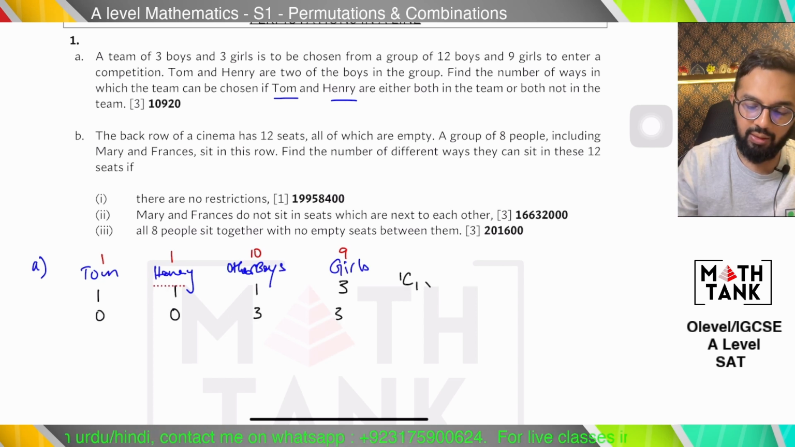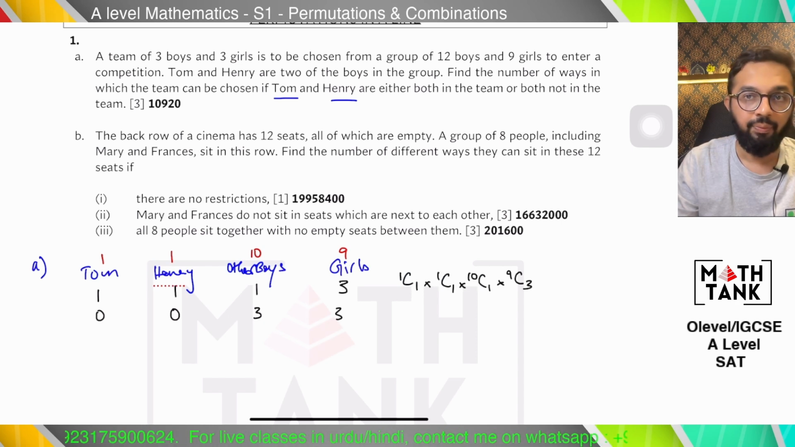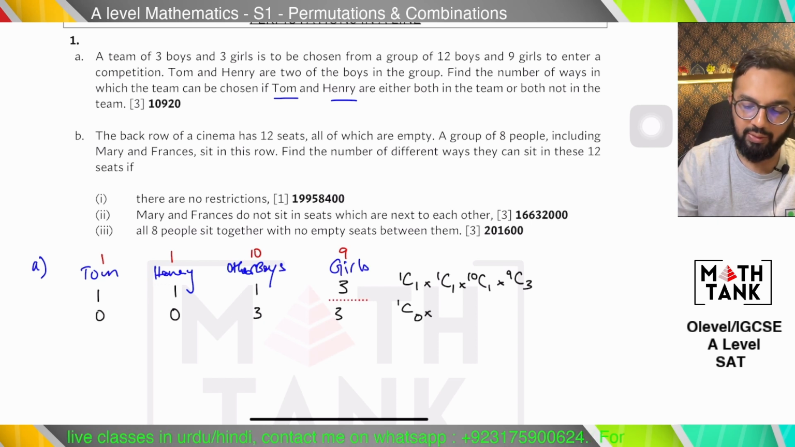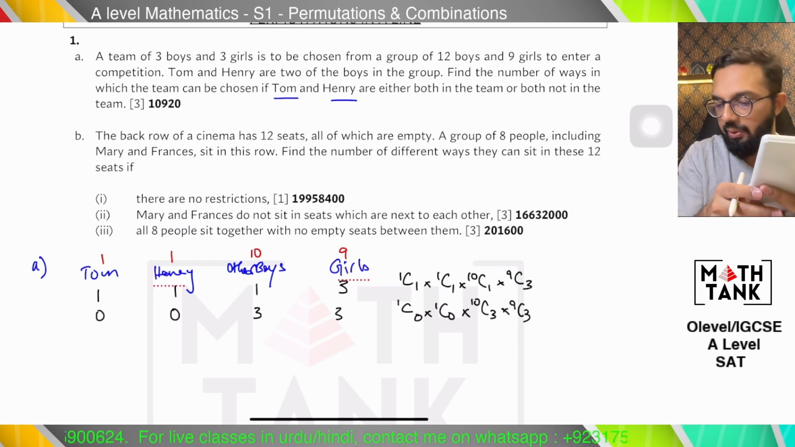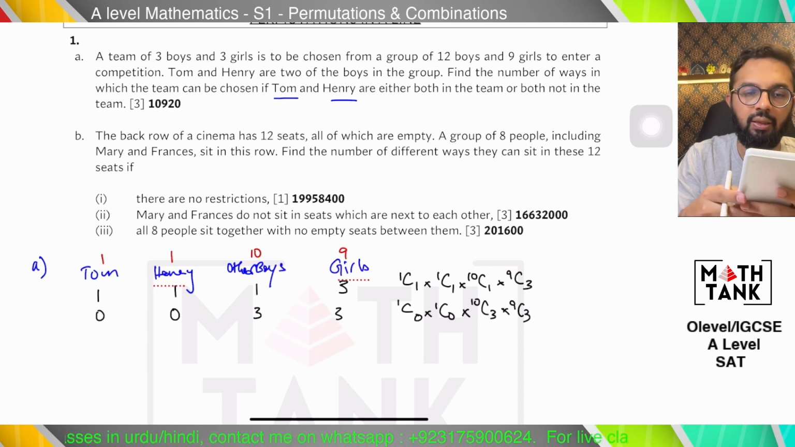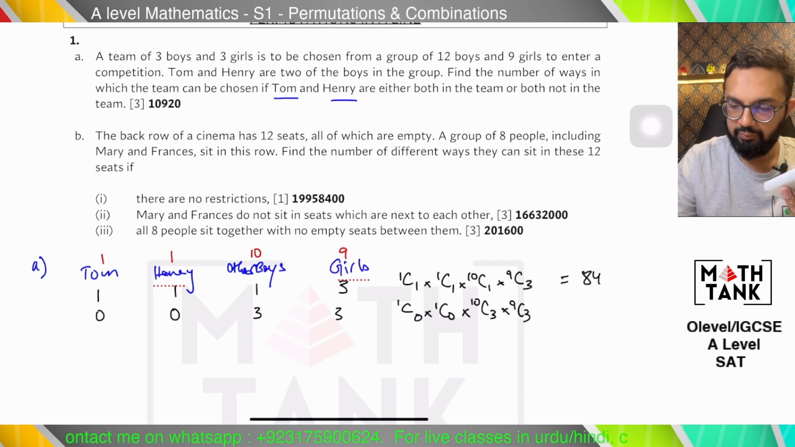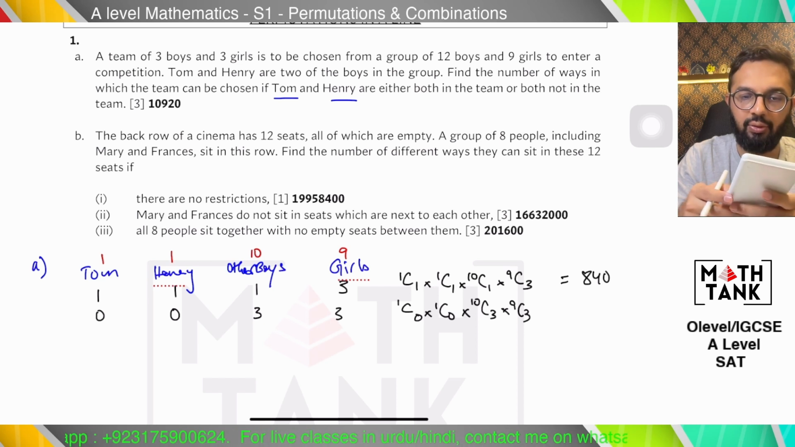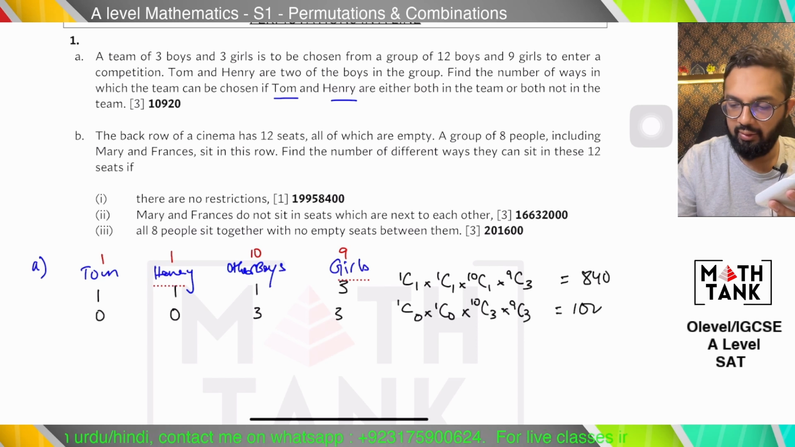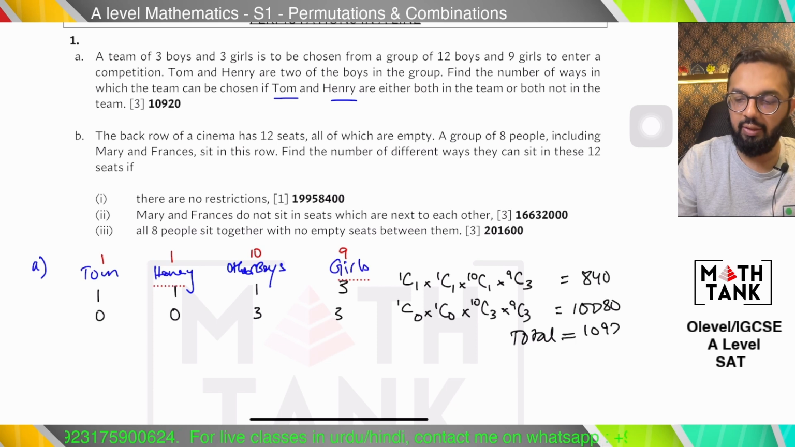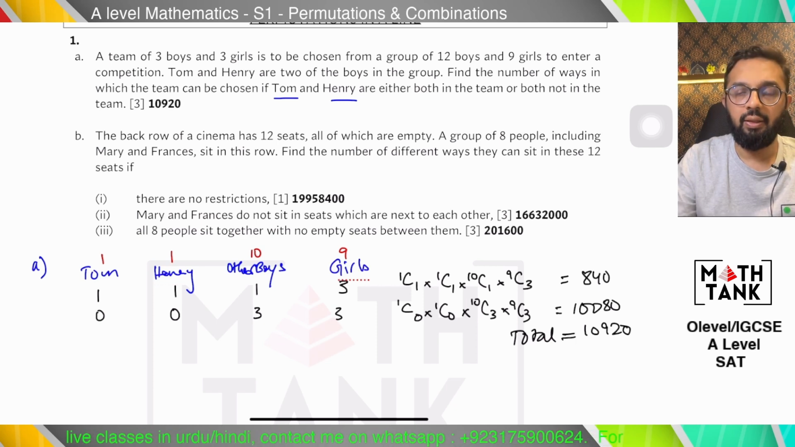There's going to be 1C1 into 1C1 into 10C1 into 9C3. Then 1C0 into 1C0 into 10C3 into 9C3. Two different cases that I have. Let's quickly calculate them. 10 into 9C3 gives me 840, and 10C3 into 9C3 gives me 1080. Together they gave me 10920. Yes, that is indeed the correct answer.